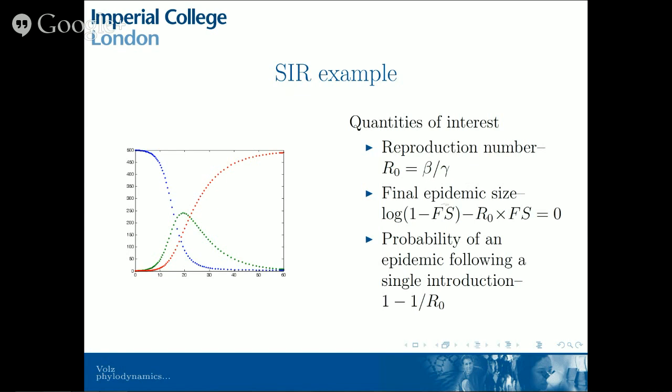Epidemiologists also derive things like the final epidemic size as a function of R naught, and that can be found by finding the roots of this equation. And the probability that an epidemic will happen following the introduction of a single infected individual into a susceptible population, which is also a function of R naught. So a lot of things can follow from R naught, provided you're actually able to calculate it.